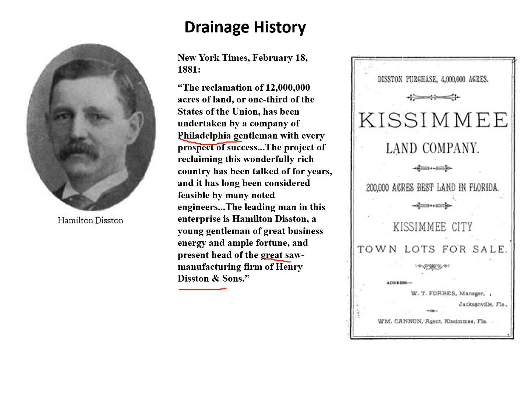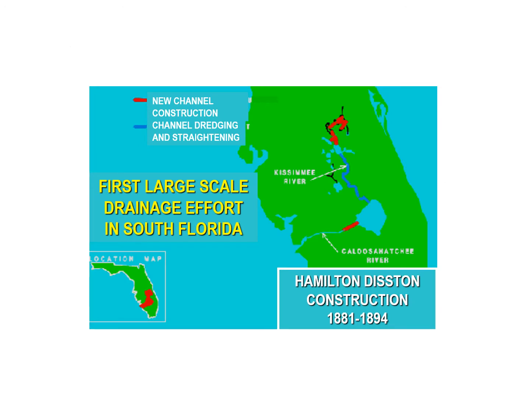And here's an example of the Disston 4 million acres, the Kissimmee Land Company, and their goal was to drain a bunch of land in the Kissimmee area and then sell it and start creating development in Central Florida. This was in the late 1880s. Here's some new channel construction in the Kissimmee area, and then they dredged the Kissimmee River so that it would be deeper, and then water would flow faster into Lake Okeechobee.